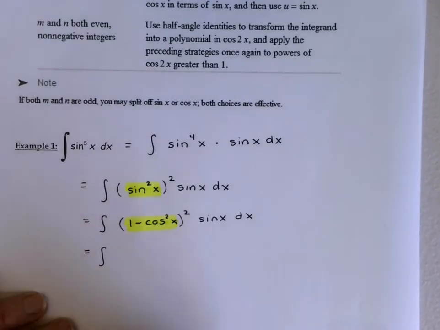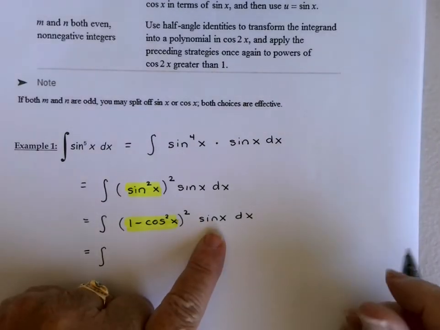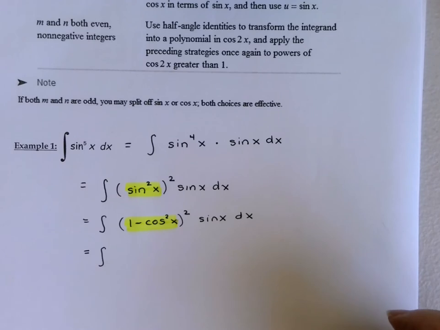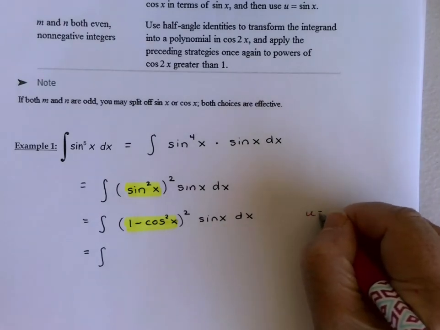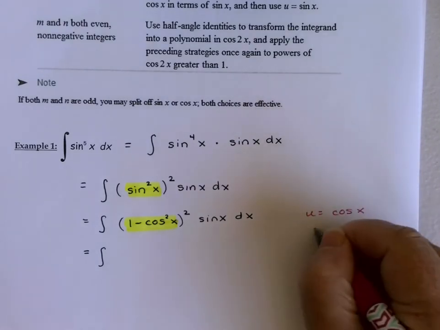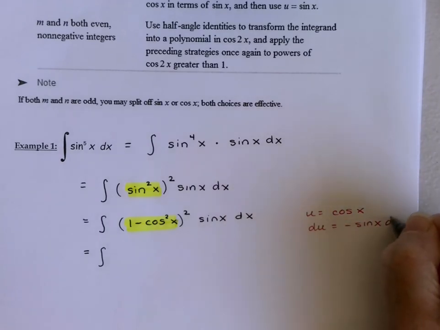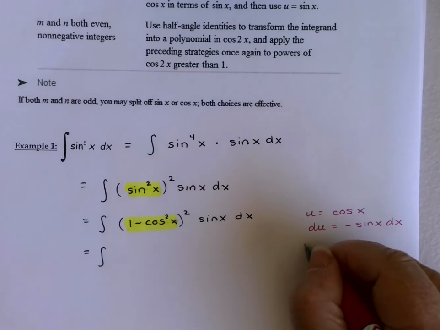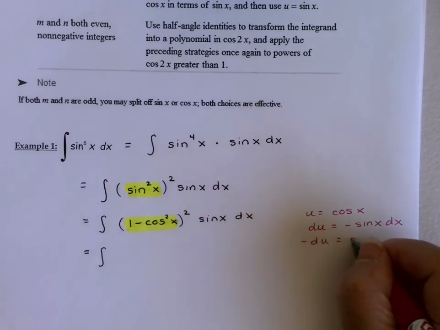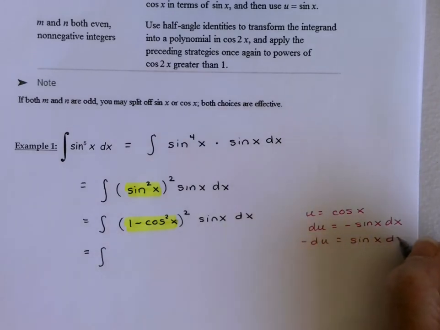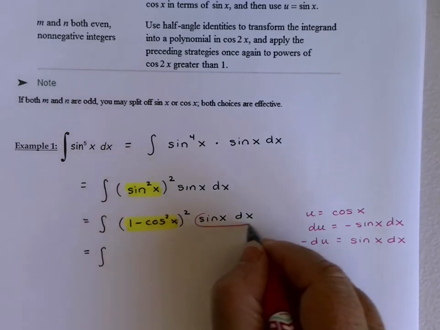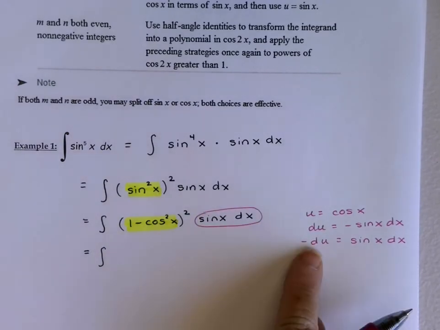All right, I'm going to go ahead and make my u substitution right now. It mentions it in the technique, but notice that it says that you want to go ahead and use u equals cosine x. So we'll do that. du then is minus sine x dx, and minus du is sine x dx. Therefore, that will be replaced with a minus du.